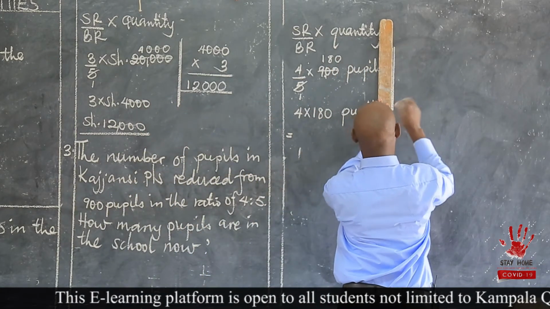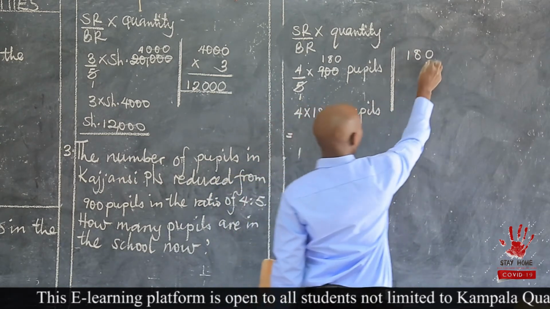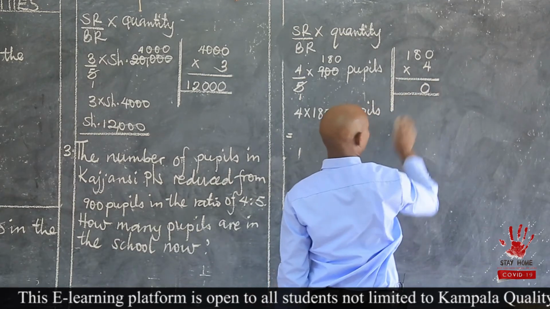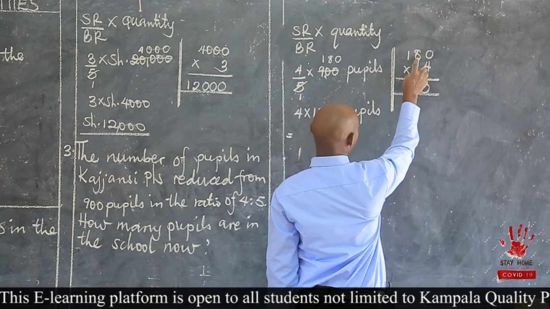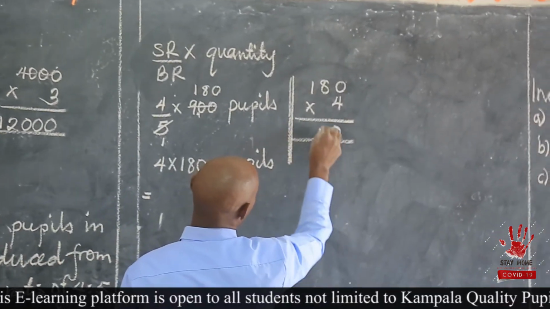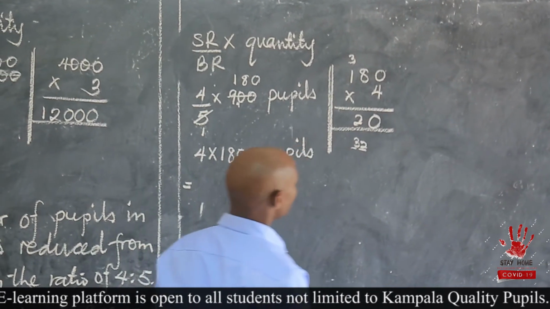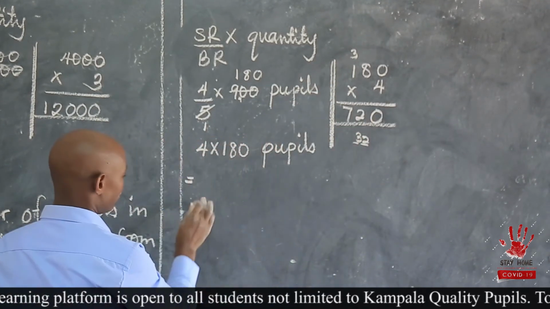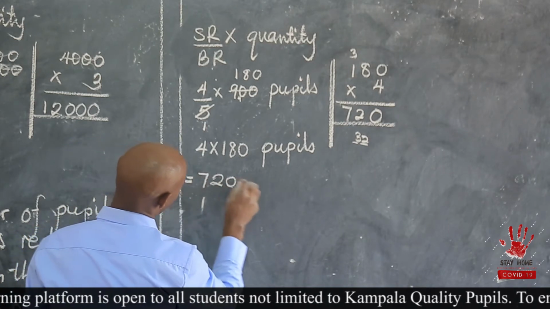So we are going to have our side work here, which is 180 multiplied by 4. 4 times 0, what do we get? A 0. Remember, any number times 0 we get 0. 4 times 8, what do we get? We get a 32. So we write a 2, then we regroup with a 3. 4 times 1, what do we get? A 4. Then plus this 3, which is 7. So for that matter, we are getting 720 pupils.